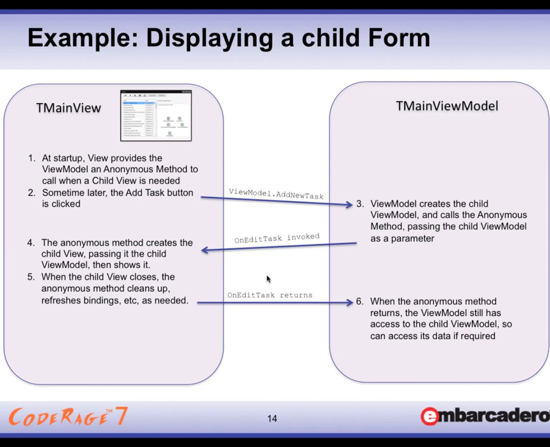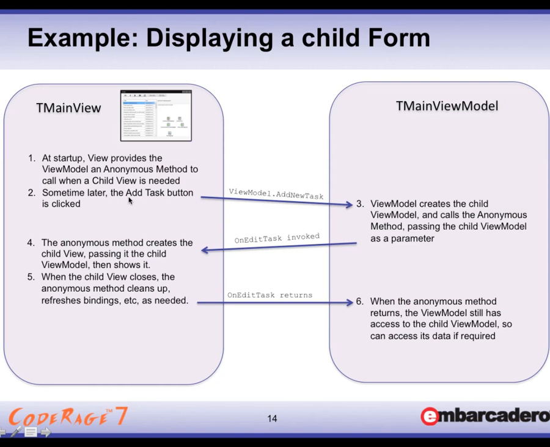So at its core, this is about separating responsibilities. The main view, when we want to display that child form, knows what child form to use. Okay. The view model, all it knows about is what child view model to use. So this is the process that we're doing.